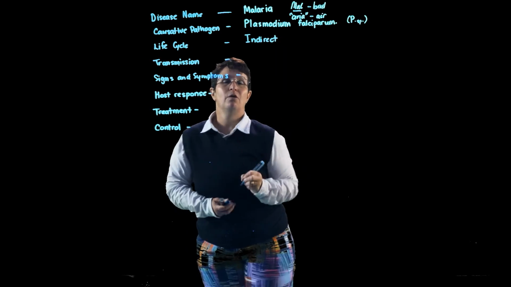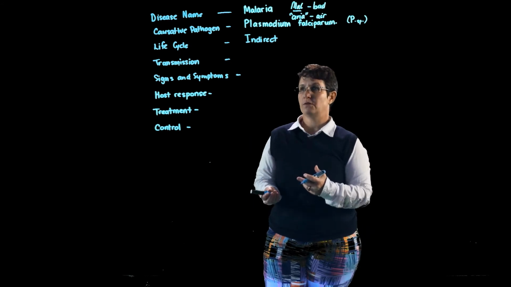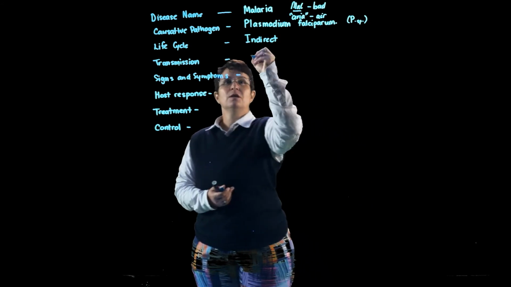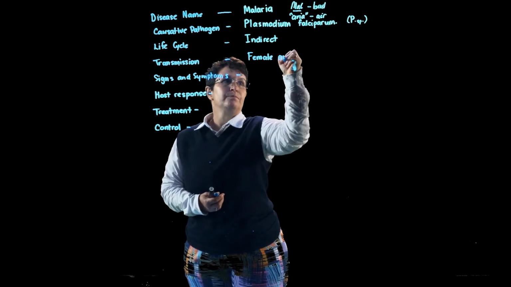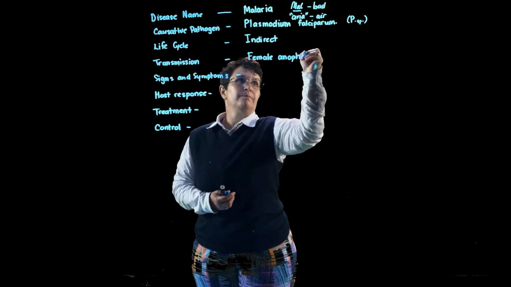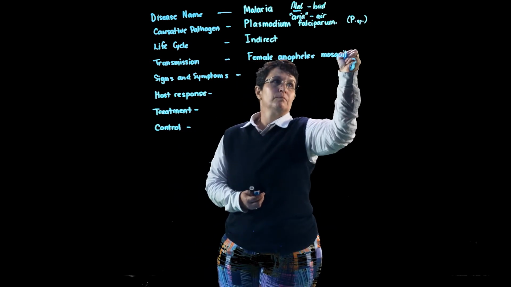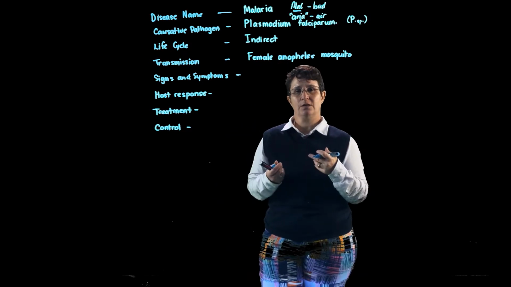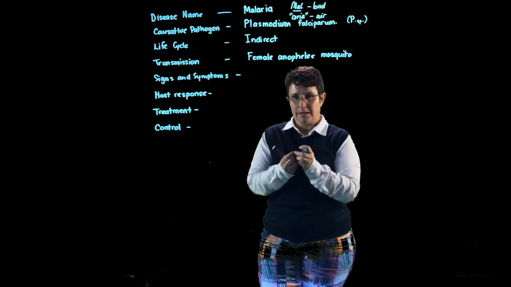The life cycle of this one is what's called indirect. And this is the part where I remind you that means it's going to have an intermediate host as well as a final host. So in this particular case, the method of transmission is by the female Anopheles mosquito, who is the one who will inject her saliva into a human. In the saliva, the protozoa are contained.